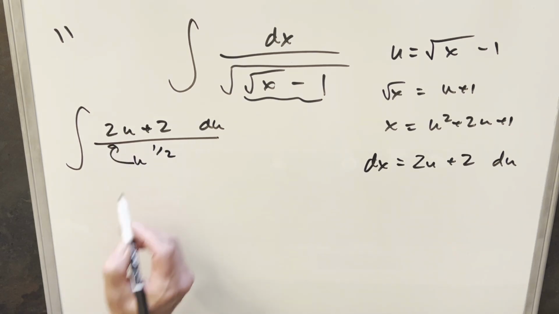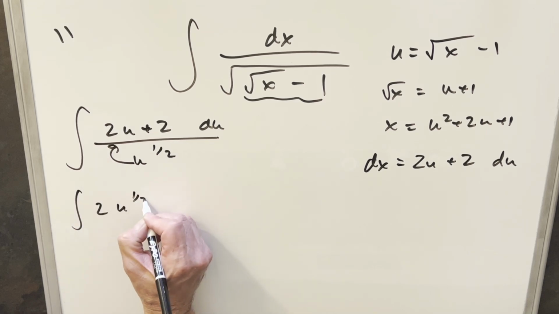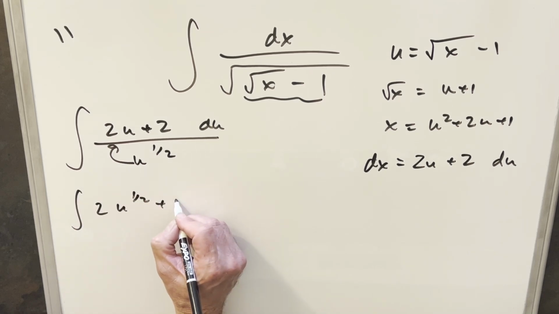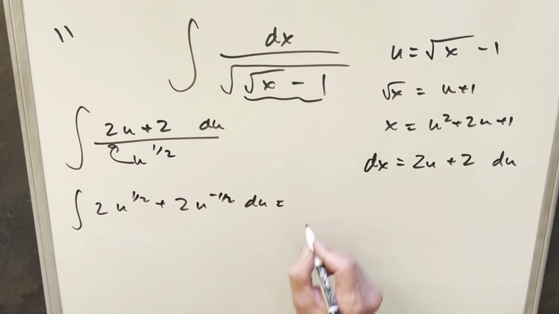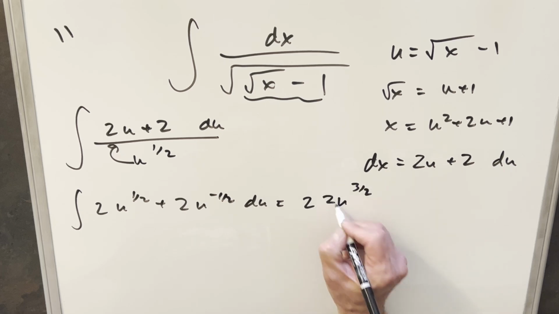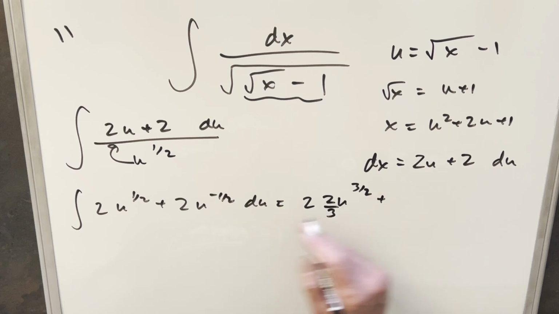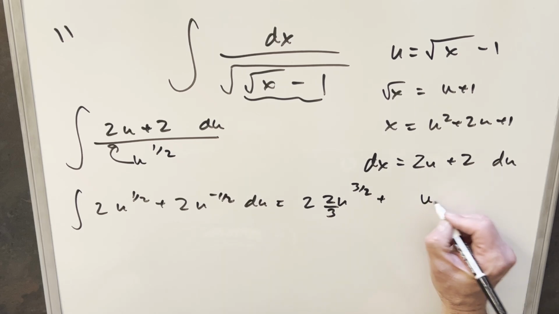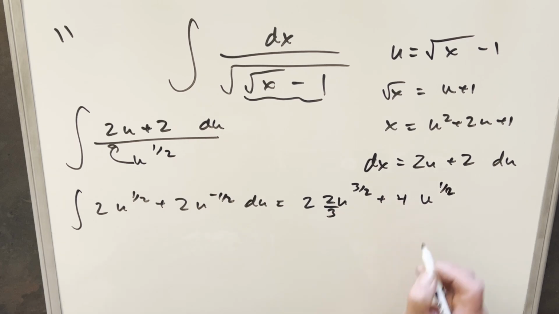Then just divide it in. So then break it up. This is going to be 2u to the 1/2, and then this is going to be plus 2u to the minus 1/2. So then integrate it. We're going to have 2, and this is going to become u to the 3/2. Bring out the 2/3 reciprocal here. Then plus 2, this with the power rule, u to the 1/2. Then bring a 2 times this 2. We have a 4 here.